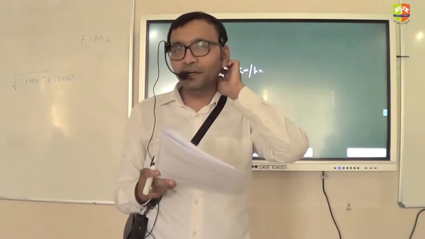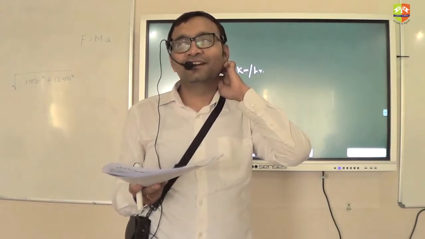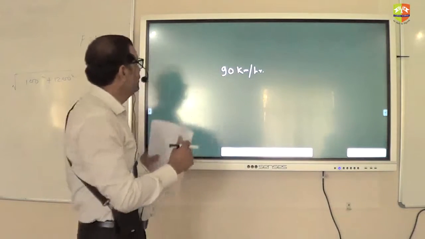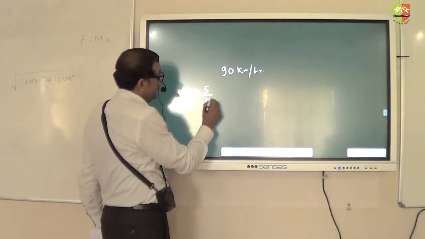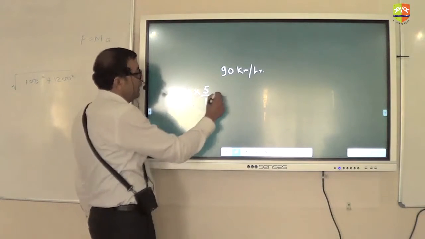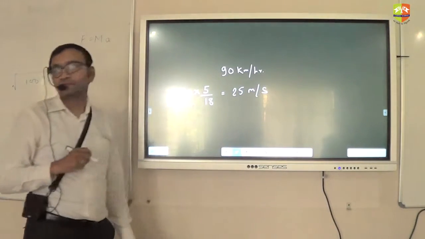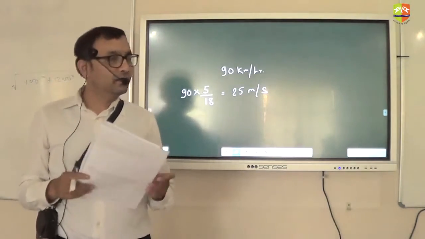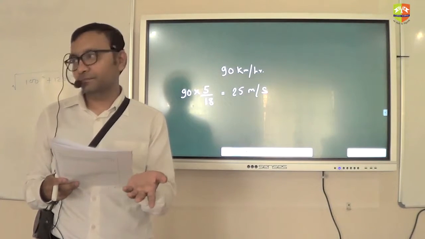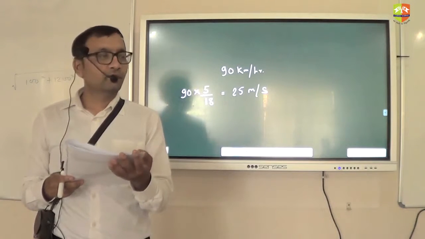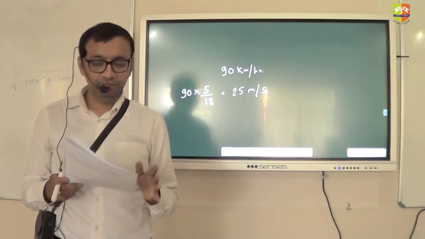How many have not converted? Okay. So you convert it into meter per second by multiplying by 5 by 18. So this is 25 meter per second. Alright. Understood. So 25 into 0.5, which is 12.5 meters. Okay, 12.5 meters is the answer.